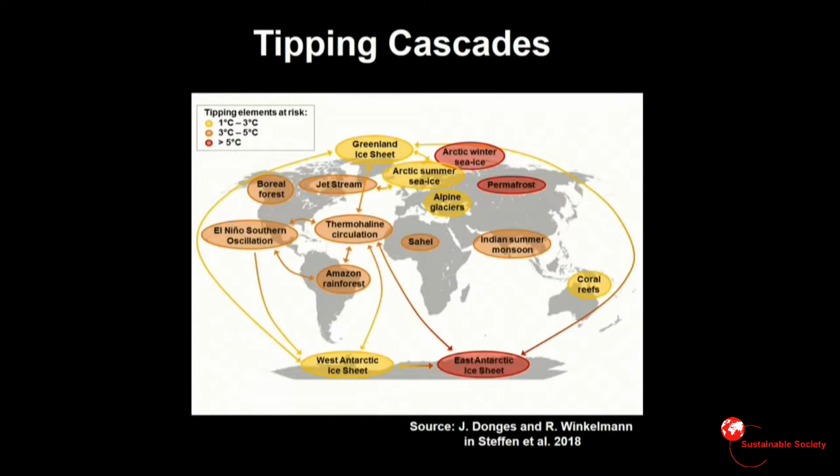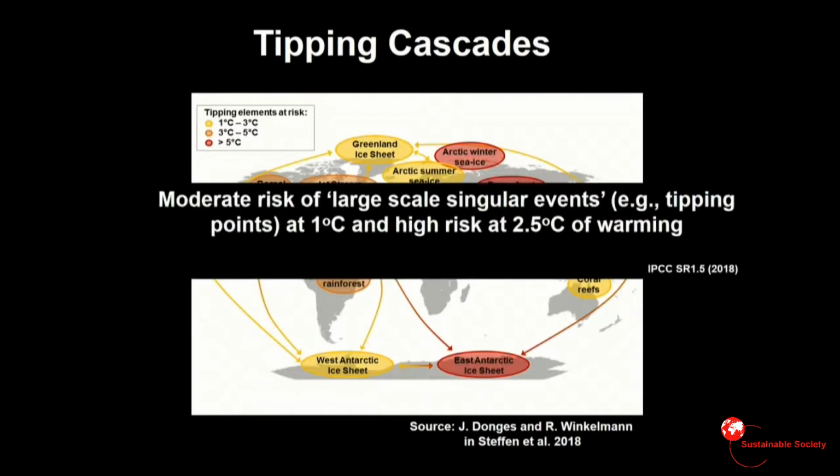So the IPCC assessed these in its special report on the 1.5 degree Paris target. Next slide, please. And you see they assess a moderate risk of these large-scale singular events. That's their technical term for tipping points at 1 degree and a higher risk at 2.5 degrees of warming. So as I said before, we're already above 1 today. We're at 1.1, and it'll be very difficult to hold the temperature rise below 2. So we need to take these tipping cascades very seriously, because they are the processes which could take control of the climate system out of human control, and the system itself would shift to a much hotter state.